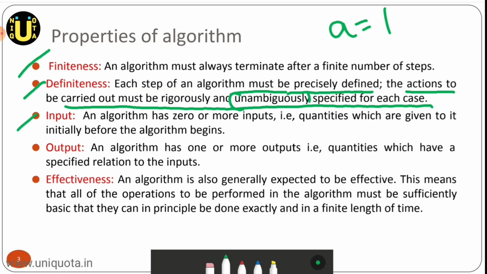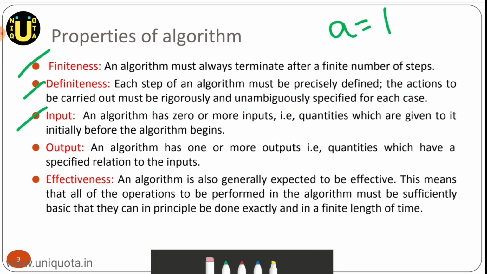Next comes input. In input, an algorithm has 0 or more inputs. So there is no hard and fast rule that an algorithm must have inputs, nothing like that. It can have 0 or more inputs. It's as per the problem statement.